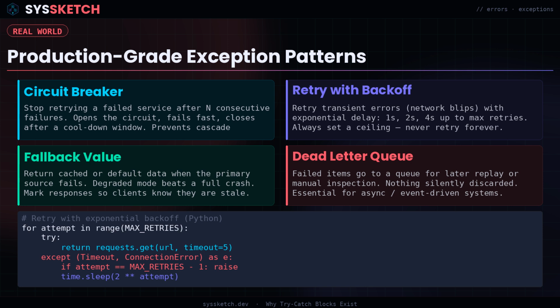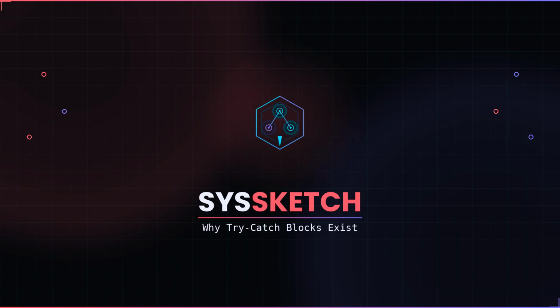And the dead letter queue pattern ensures that messages or tasks that fail repeatedly are preserved for later inspection rather than silently discarded. These are the patterns that separate a fragile system from a resilient one.